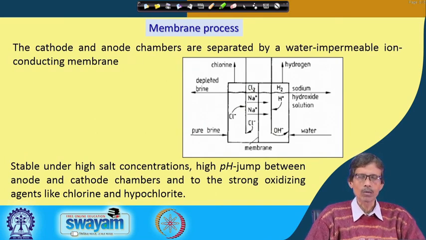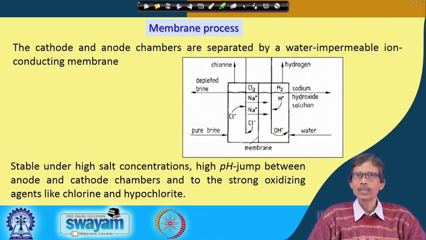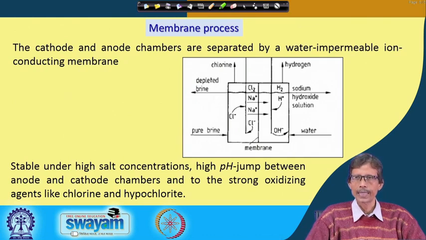So, here you see not only the high salt concentration of sodium chloride, you have a pH jump from one chamber to the other. So, your membrane should withstand these two, and it should not be oxidized by the chlorine being produced, and the hypochlorite, which we all know is a bleaching agent, and the bleaching function originates only from its high reactivity. So, chlorine is a highly oxidizing agent, hypochlorite is also a highly reactive, highly oxidizing agent and a bleaching agent. So, these two are highly reactive.